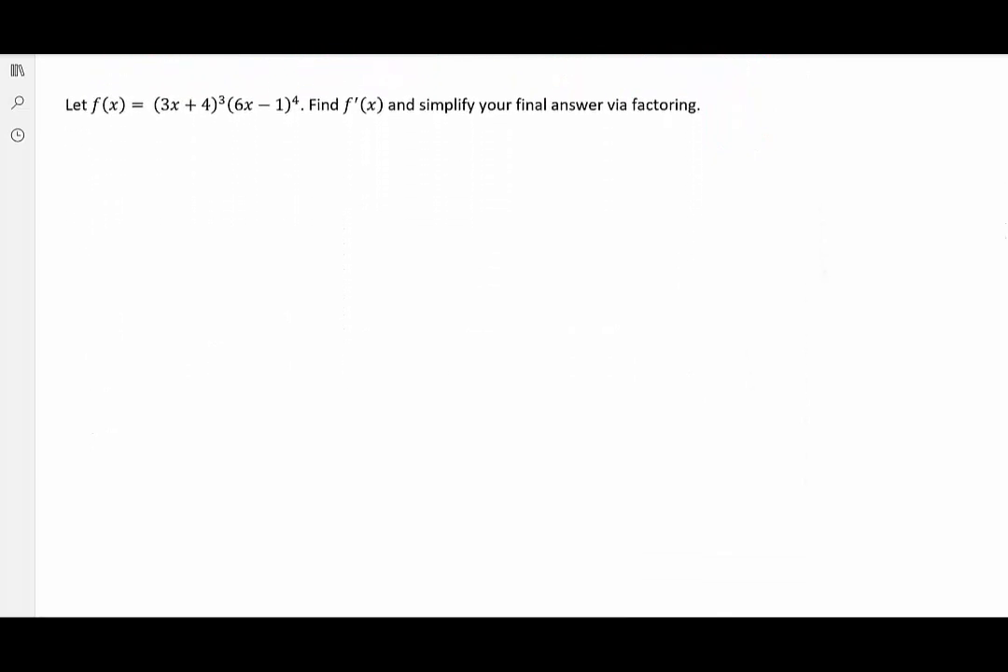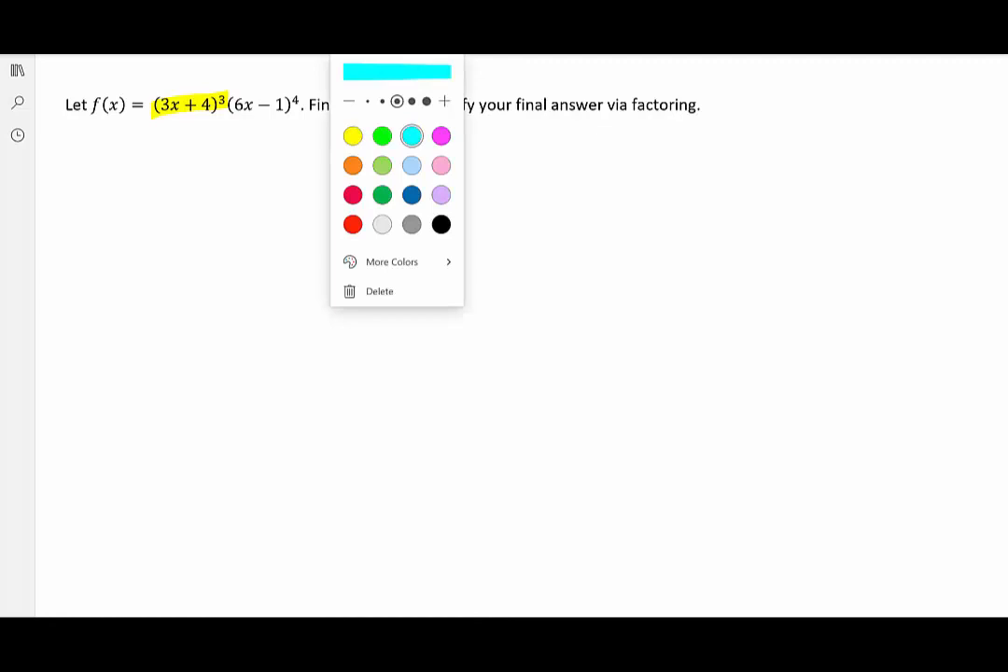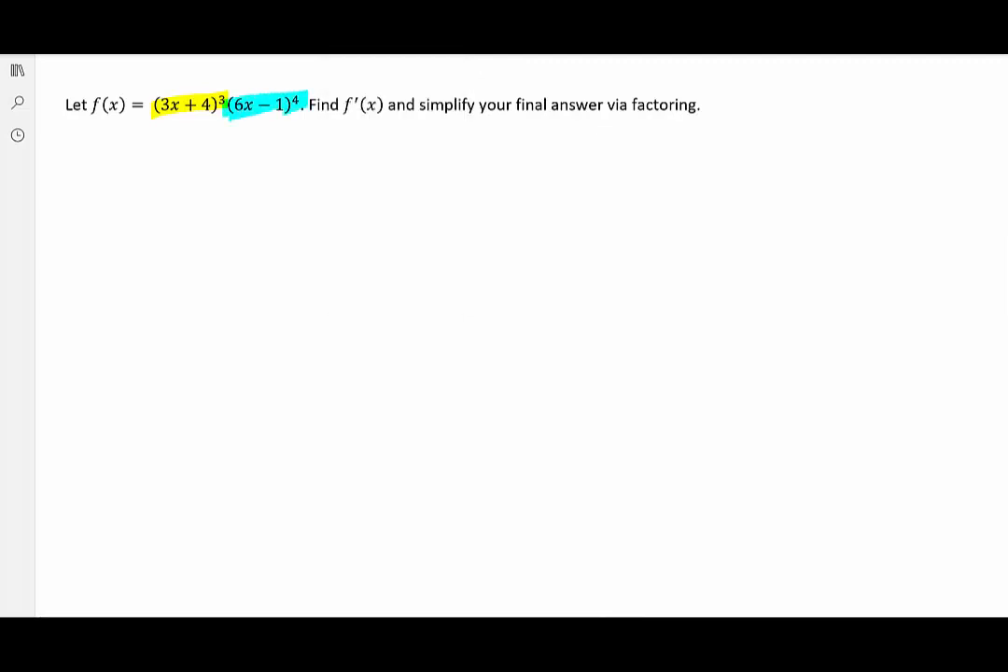Another example. So f of x is (3x plus 4) to the third power times (6x minus 1) to the fourth. I want you to find f prime of x and simplify your answer via factoring. All right. So once again here, we have to do a product rule. But as we're doing a product rule, we're going to notice that when we start to take the derivatives of these individual factors, they're going to involve us using a chain rule, because of these powers outside the parentheses. But let's take it one step at a time here, okay?